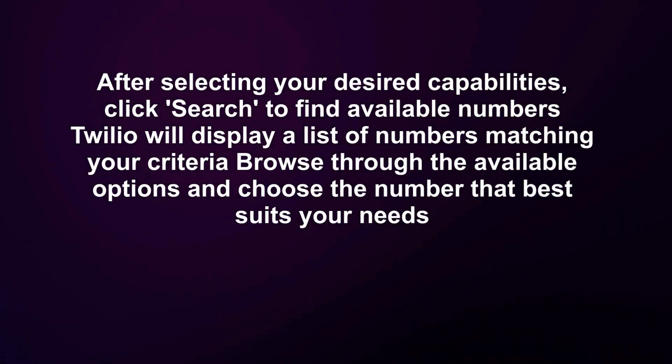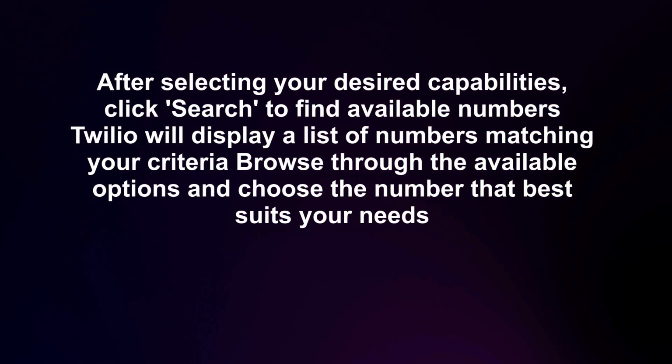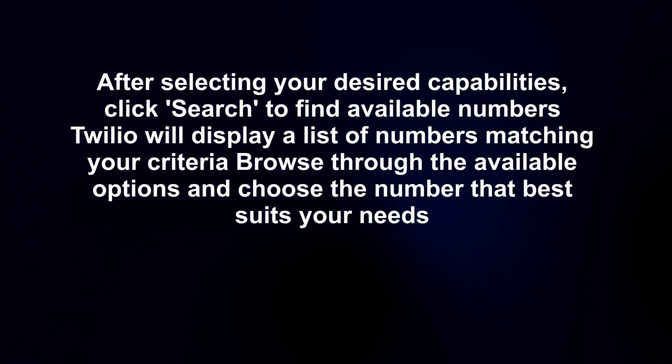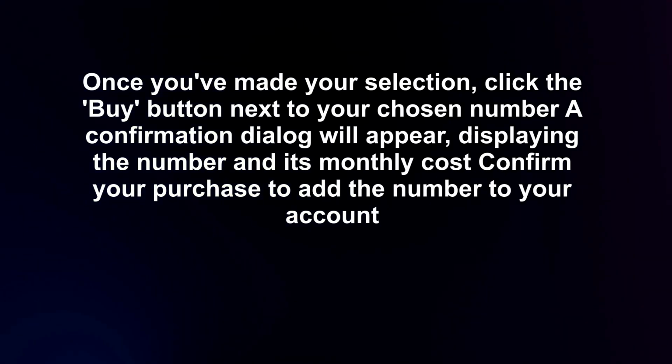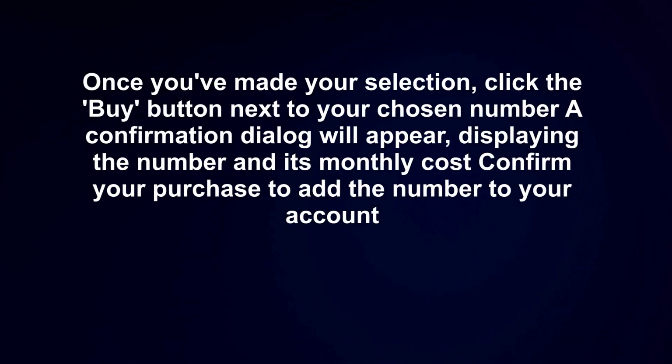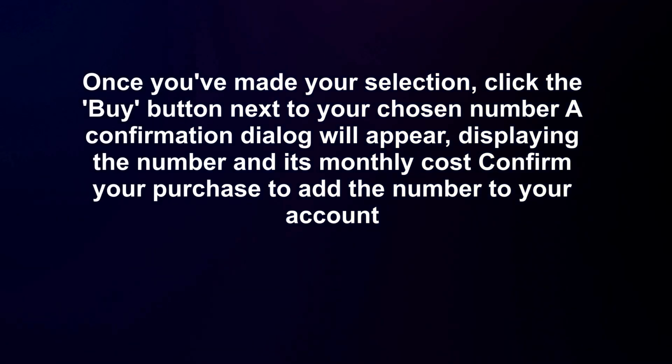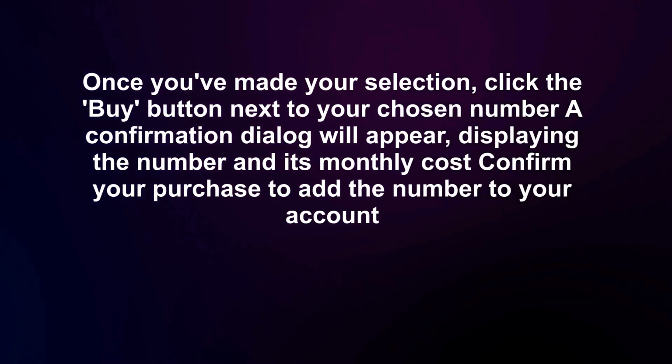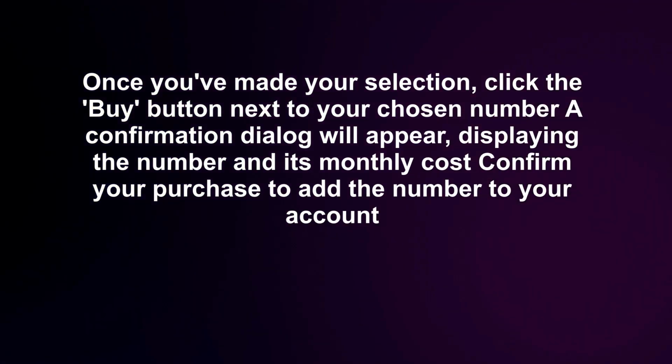Twilio will display a list of numbers matching your criteria. Browse through the available options and choose the number that best suits your needs. Once you've made your selection, click the Buy button next to your chosen number. A confirmation dialog will appear, displaying the number and its monthly cost. Confirm your purchase to add the number to your account.